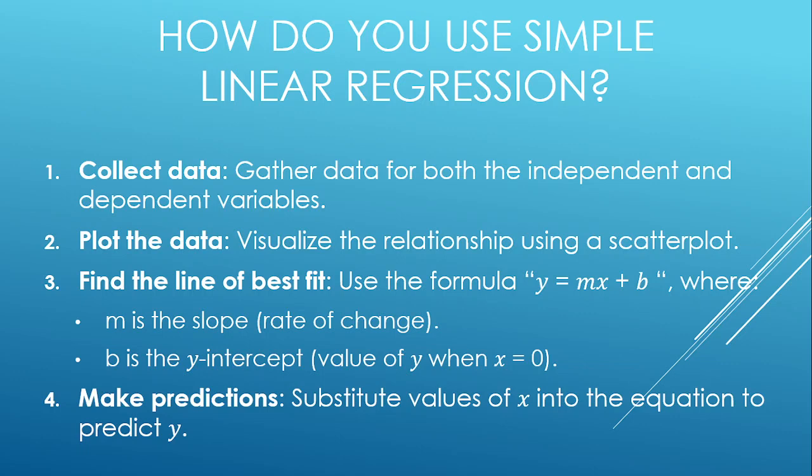Use the formula y = mx + b, where m is the slope, which is the rate of change, and b is the y-intercept, which is the value of y when x equals 0. Number 4 is make predictions. Substitute values of x into the equation to predict y.